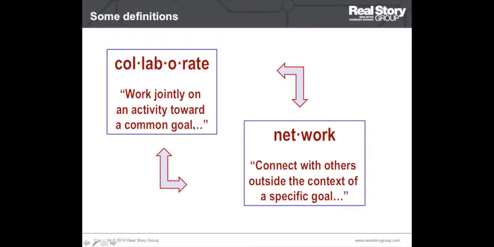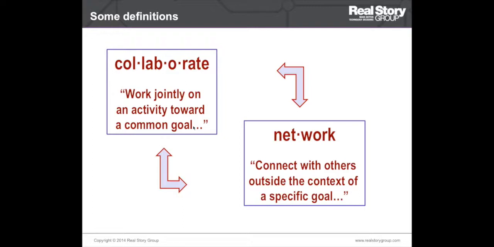Collaboration versus social networking. They're two different things. Although I'm going to argue here they're really joined at the hip. So collaboration is working jointly towards an activity. I like the definition that says working on an activity towards a common goal. It's something we all do in the workplace now. Social networking is a little bit different. It's about connecting with people often outside the context of a specific goal. But it's these sorts of human connections that are so critical, not just in our personal life, but also in our professional life, because work for human beings has always been social. It's just that our software hasn't always caught up with that.